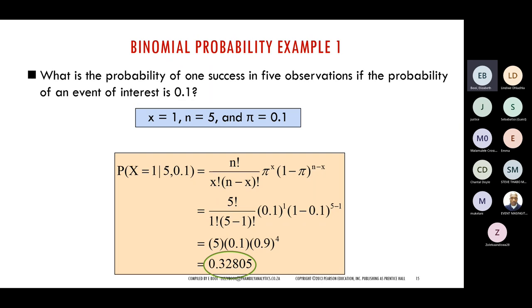So what is the probability of one success in 5 observations if the probability of an event is 0.1, where x is 1, n is 5, and the probability of success is 0.1, because we're looking at that. So since we have this information and we know what the formula is, we can just substitute into the formula. Our n is 5, x is 1, and the probability of success is 0.1. And then we solve this and we get 0.32805. Right, easy. Remember that our x is 1, our n is 5, our probability of success is 0.1.